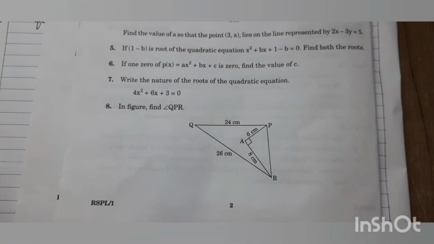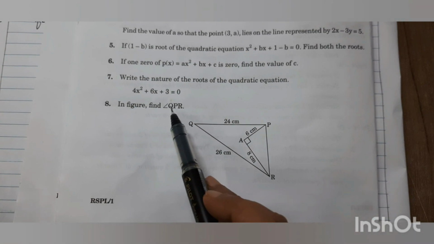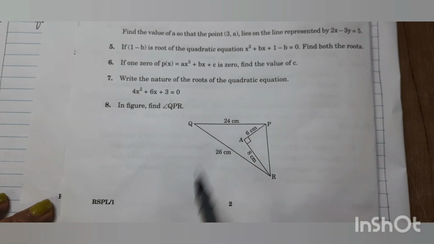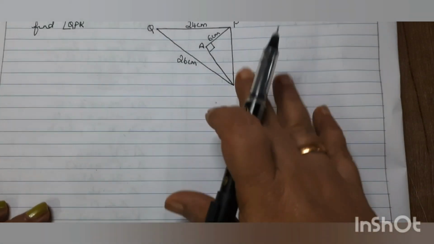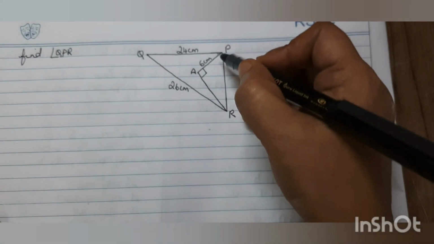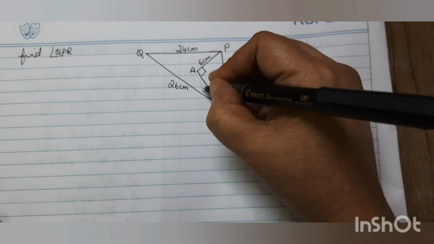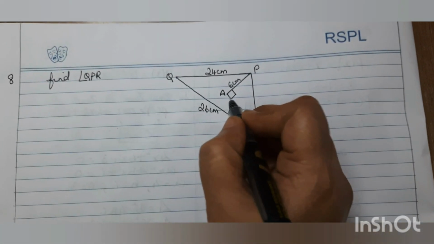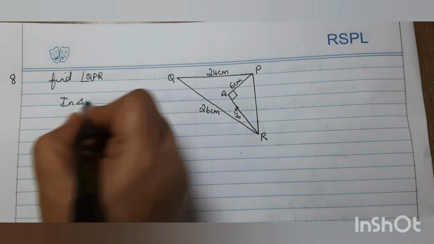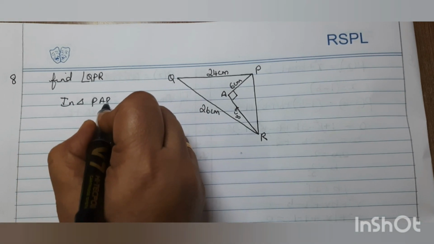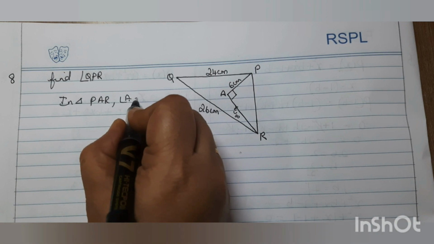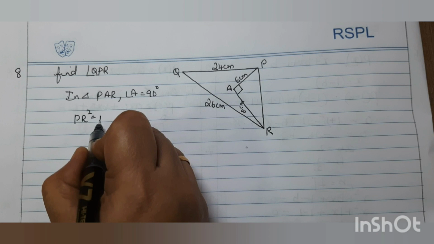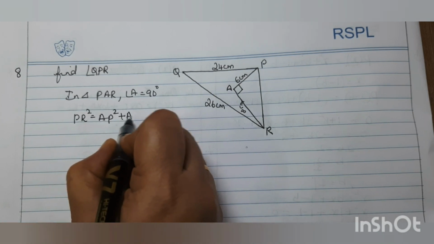For the 8th question, in the figure find angle QPR. QPR means this we have to find out. For that, here I have drawn, you need not write the question. Here we will first take up this small triangle, which is given as 8 centimeter and it is 90 degree over here. So I'll write in triangle PAR, where A is given as 90 degree. By Pythagoras theorem, PR square is equal to AP square plus AR square.